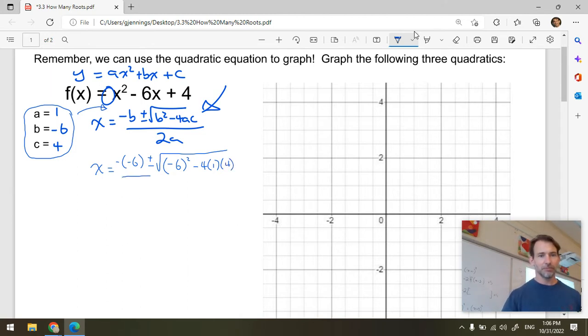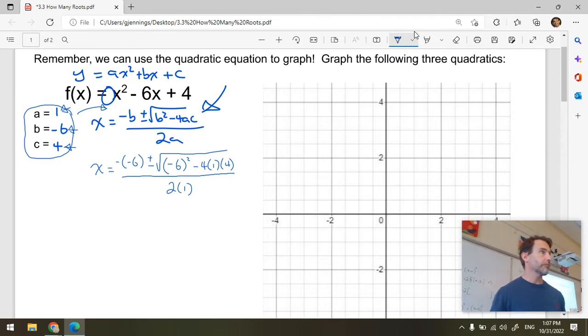All right. Anyway, let's keep going. So negative 6. Oh, and then all over 2a. So that's just 2 times 1. So all I've done here is everywhere I saw b, I put in this value. Everywhere I had a, I put in that value. And everywhere I had c, I put in that value into the quadratic formula.